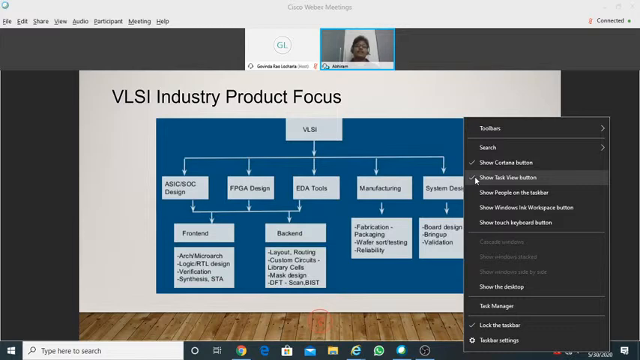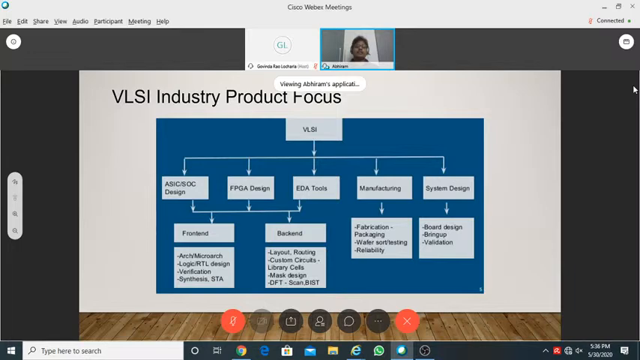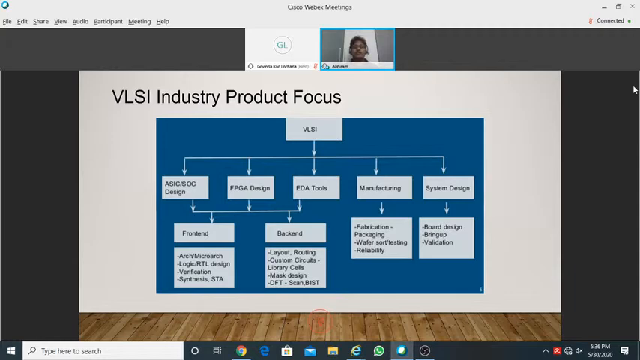And the third area: since it's a billion-dollar market and we need designs at a faster pace, we need good EDA tools. So there is heavy investment and heavy expenditure in terms of EDA tools. That is the third pillar, we can say.